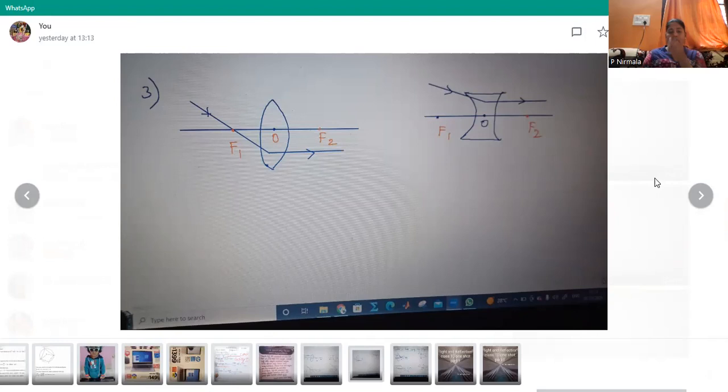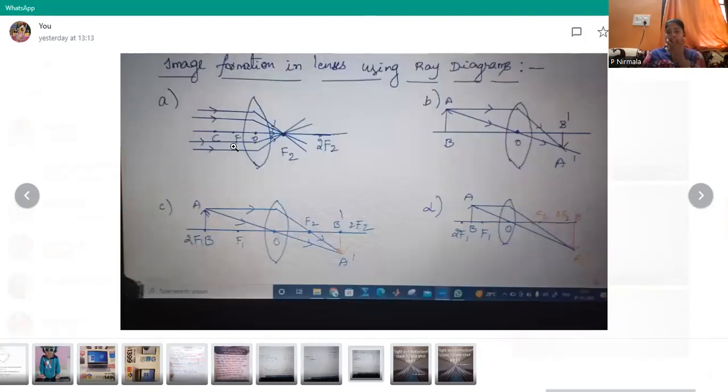Okay, fine, ma'am. Now, as with the mirror, the lens also has image formation. Yes, in the lens we also have image formation. If you see the convex lens, we have 6 cases in total. The first case I have drawn here. The light is incident to the lens, then the refracted rays meet at one point on the other side.